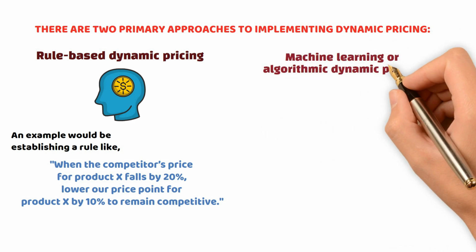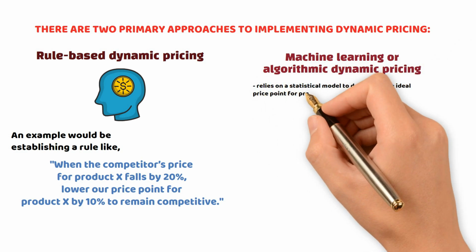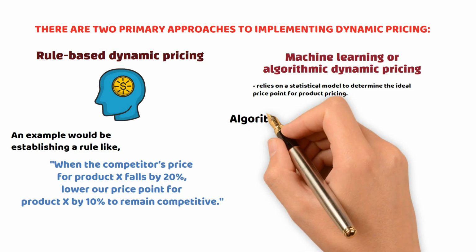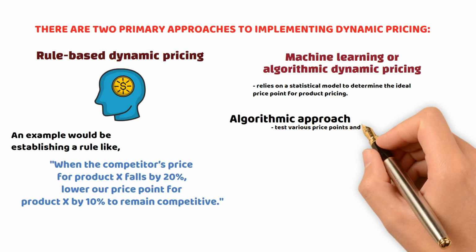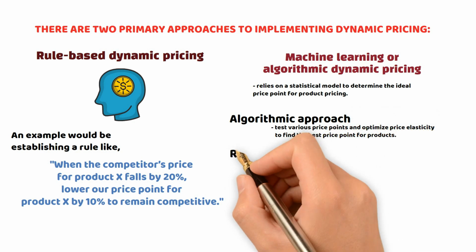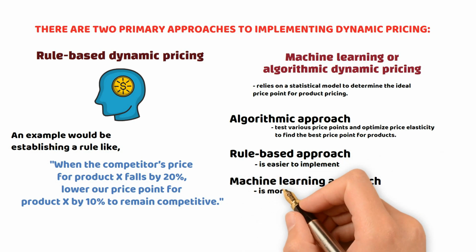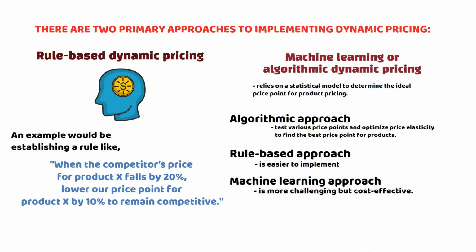Machine learning or algorithmic dynamic pricing relies on a statistical model to determine the ideal price point for product pricing. Algorithmic approaches test various price points and optimize price elasticity to find the best price point for products. While the rule-based approach is easier to implement, the machine learning approach is more challenging but cost-effective.